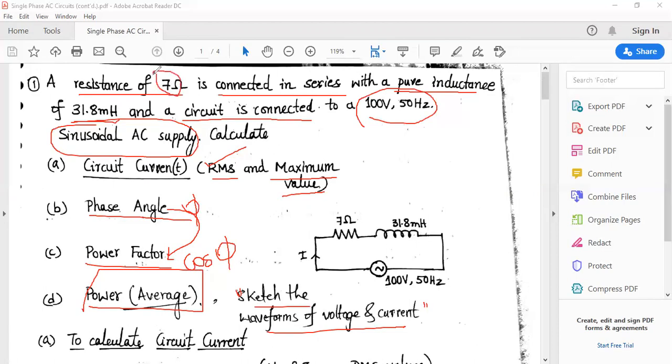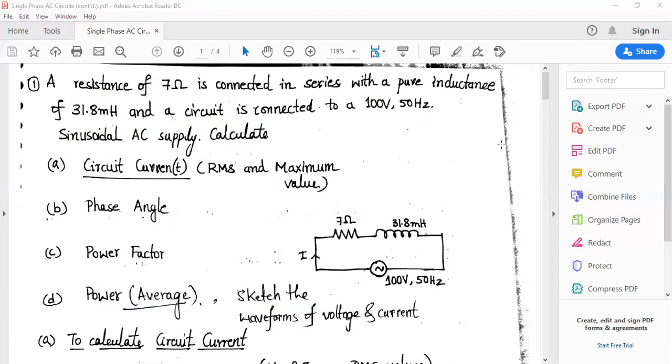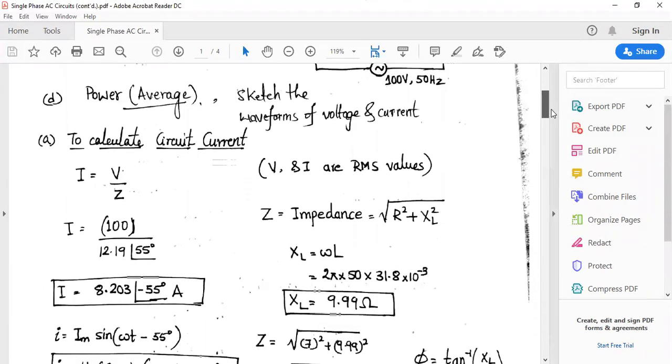So it is a 7 ohm resistance, 31.8 millihenry as the inductance. Next you have 100 volt and 50 hertz. This 100 volt, I again tell you, is the RMS value, and this is the frequency in hertz. So moving on to the solution to this problem, you have to calculate the RMS current first.